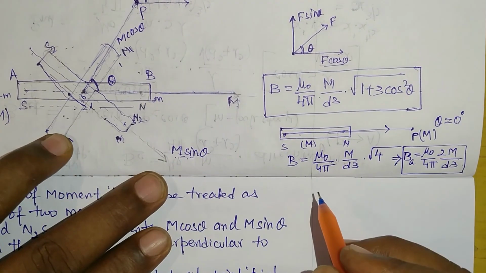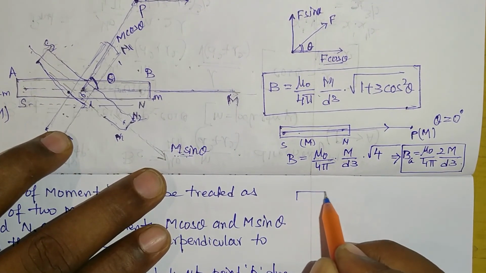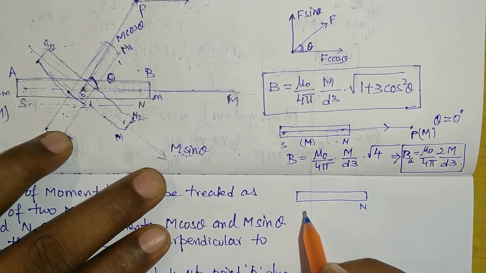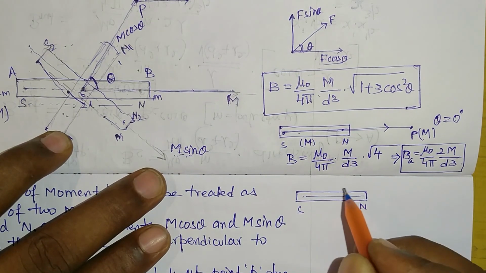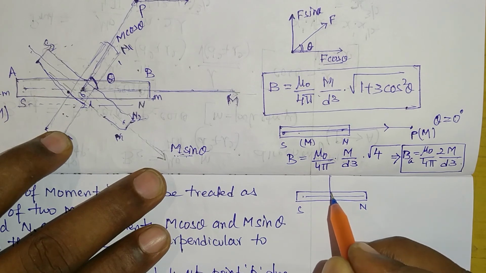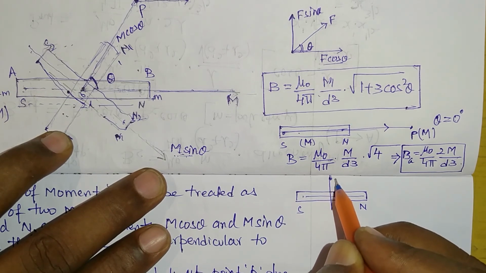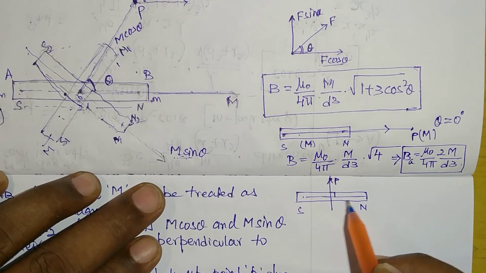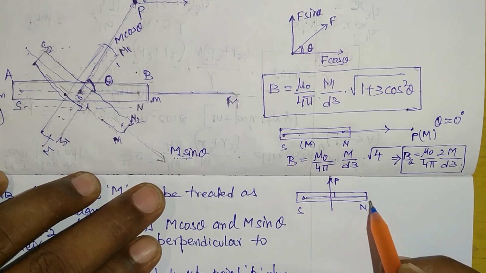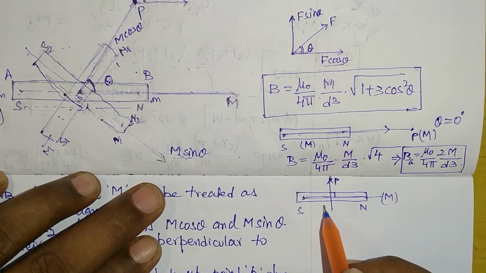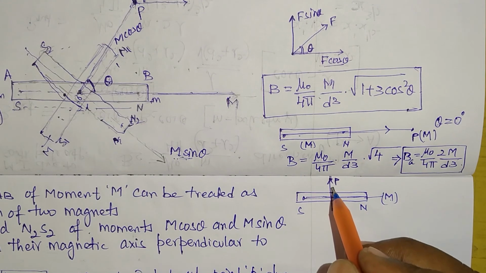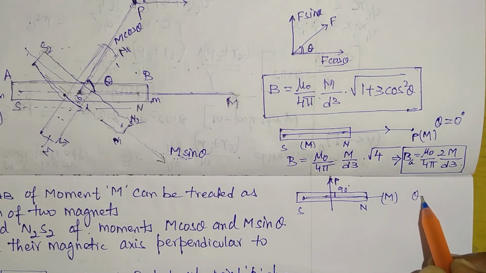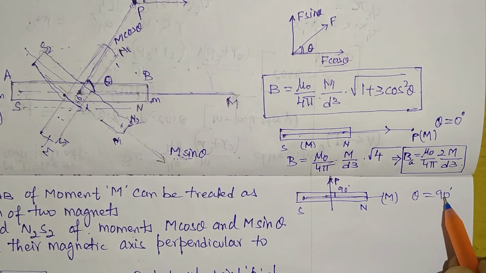Now take the second case which we have discussed. What is the magnetic induction of a bar magnet on an equatorial line? This is a bar magnet. This is the north and south pole. Equatorial line means the line that is perpendicular to the axial line. We chose a point P on this line. What is the angle made by this P vector with the magnetic moment? The direction of magnetic moment is from south to north. Let the magnetic moment of this bar magnet be M. What is the angle made by this P vector with this magnetic moment? It is 90 degrees.